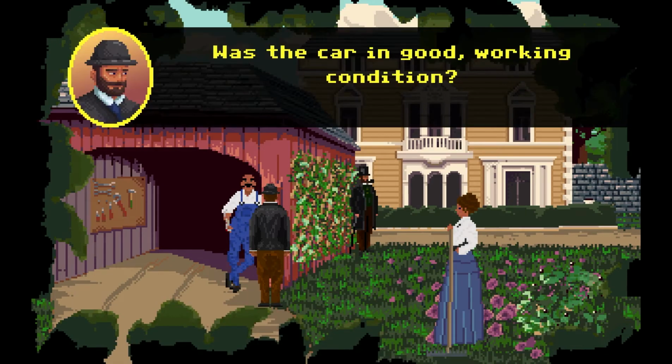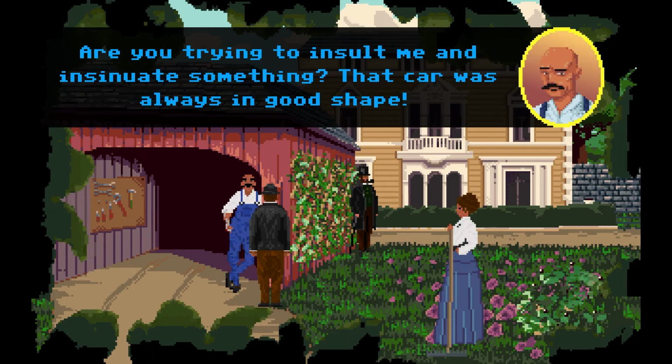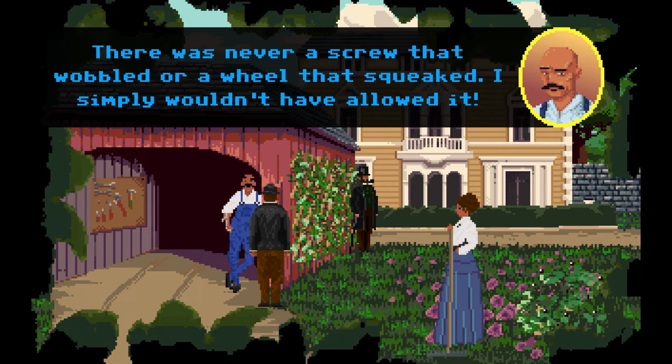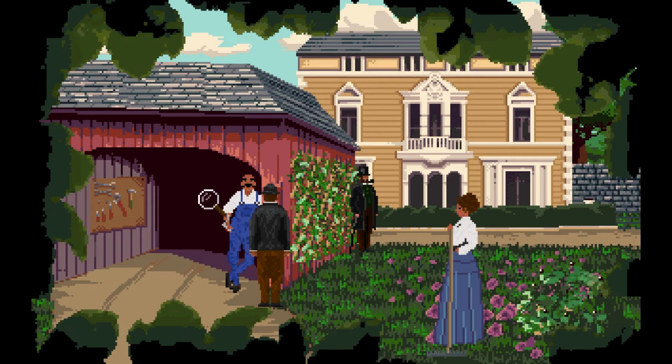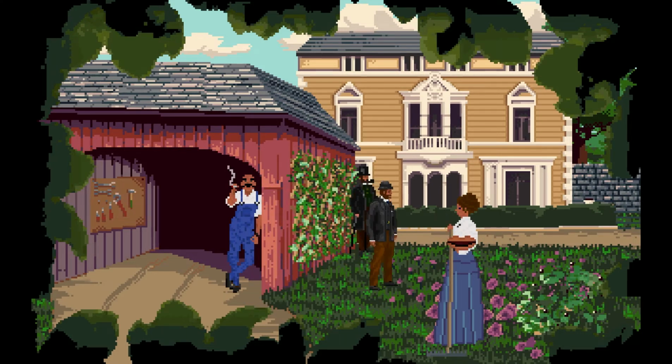Can you tell me about this? War der Wagen in einem guten Zustand? Wollen Sie mich beleidigen? Der Wagen war stets gut in Schuss. Der hat nie eine Schraube ge... Darüber weiß ich nichts. Okay, well, I tried. Let's talk to her again, and then we also need to go back to the police station to see if we can pick up our lamp so we can have a look at the back of this garage, because there's gonna be something juicy there, right? Sure of it.